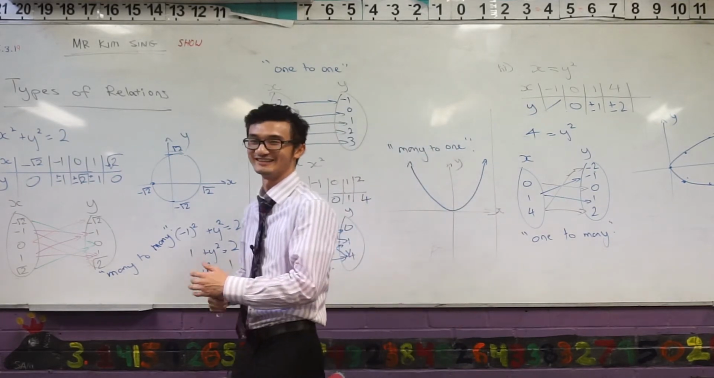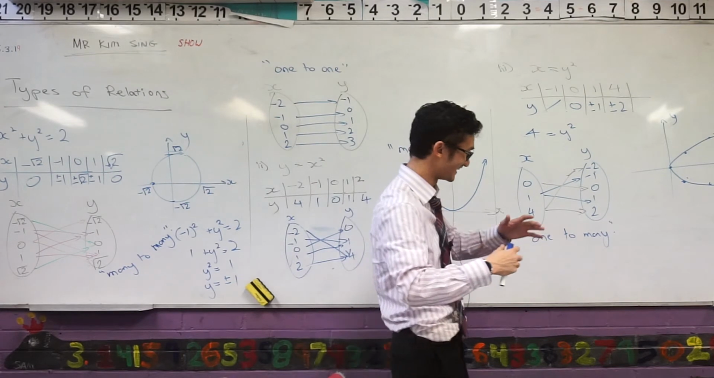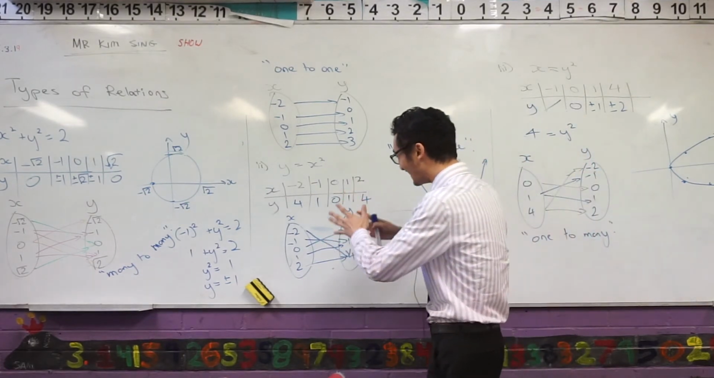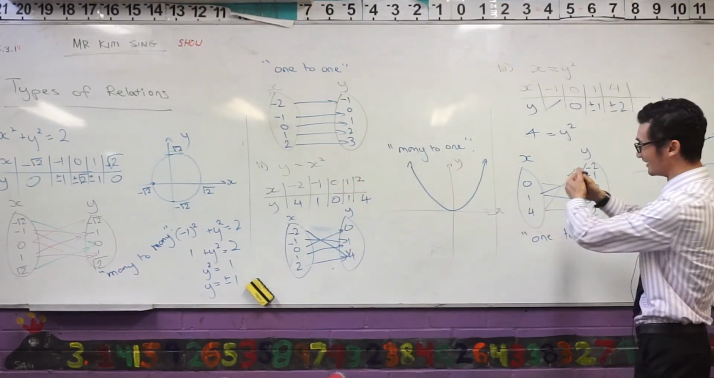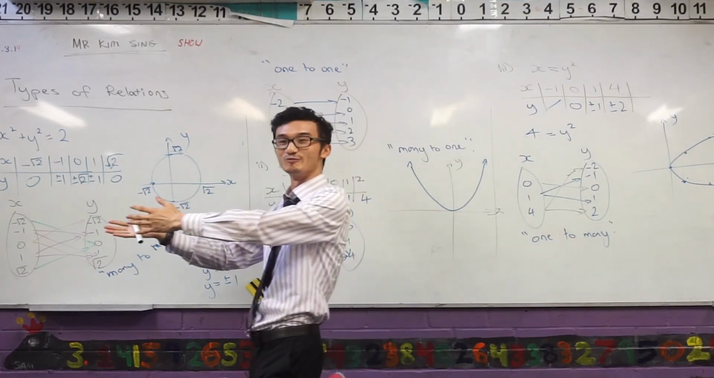I was just figuring out how to explain it to you. Basically, two of them together. If you mash both of these together, then you get left with what we call many to many.